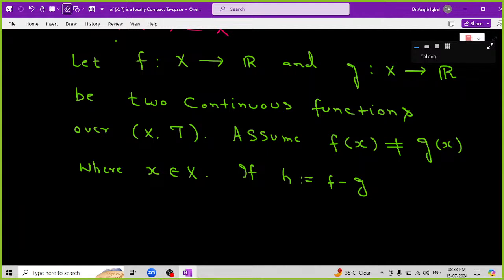So I can speak about their difference also, because you can speak about the difference of two real numbers. ठीक? So we can speak about the difference of the images, f image and g image. So therefore we can speak about this h. And this h will actually be a continuous function. If h is equal to f minus g, then this h will be a continuous function from X into R, because it's actually a difference of two continuous functions.